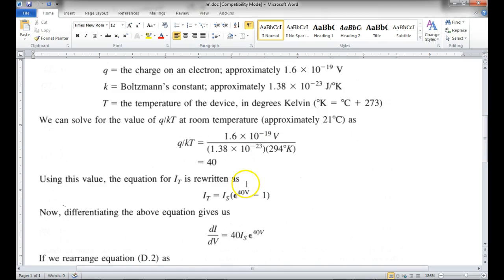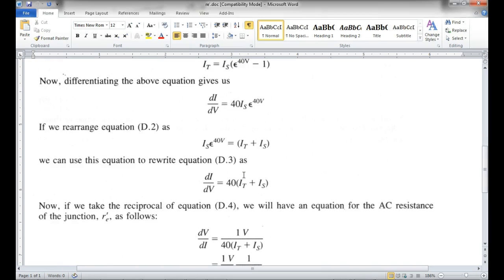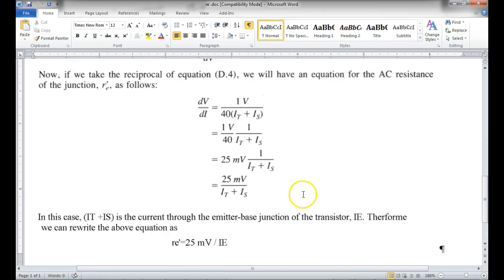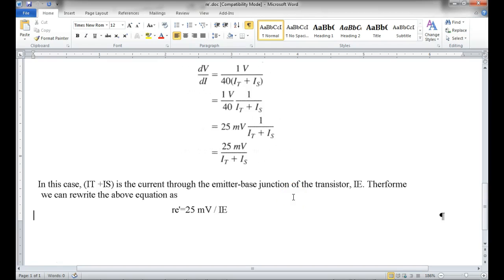You follow this? And they come down and do all this math, and it approximately equals 25 millivolts over the DC emitter bias current, IE over IE. They just didn't put approximately out there, because it varies with temperature, but this is close enough for our math, right? You understand that? So re prime is approximately equal to 25 millivolts over the emitter bias current.